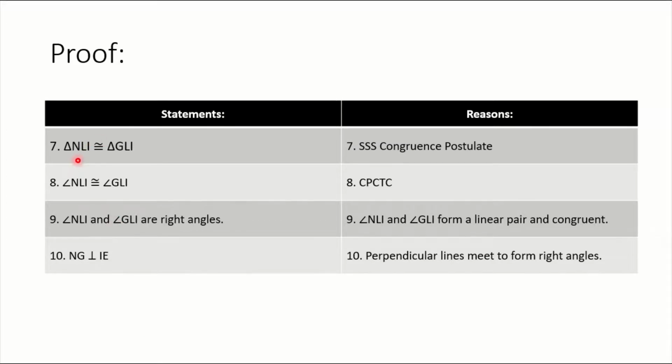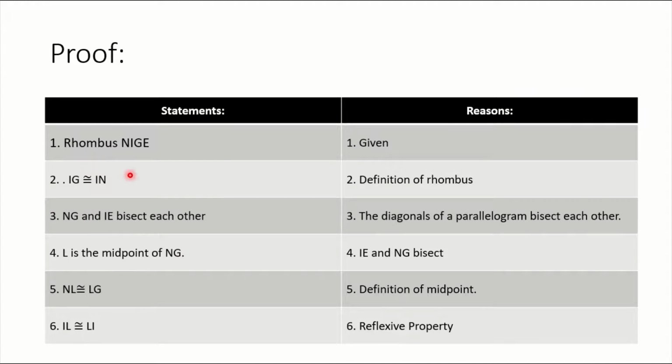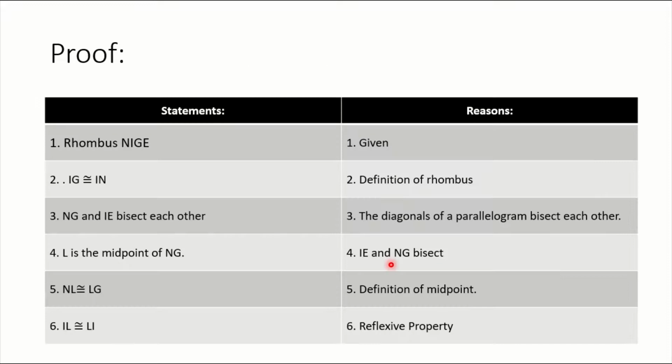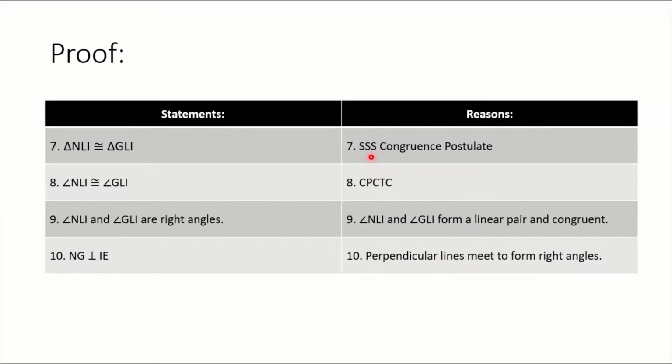So, triangle NLI is congruent to triangle GLI. Ibig sabihin itong triangle na nabuo dito sa dalawang to, congruent sila by SSS congruence postulate, or side congruence postulate. So, number 8, angle NLI is congruent to angle GLI.